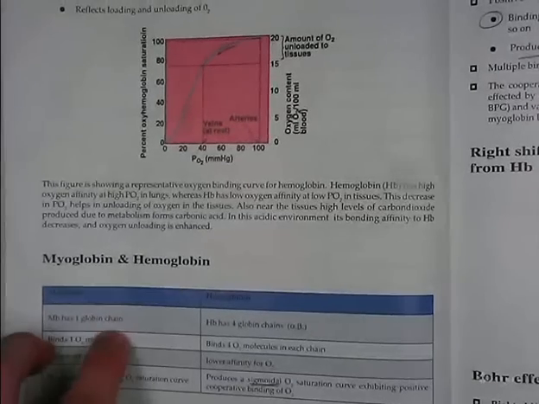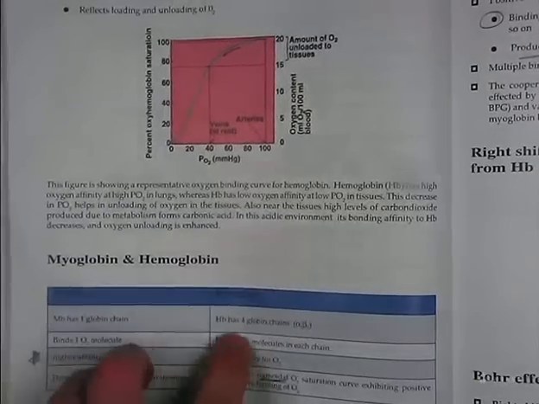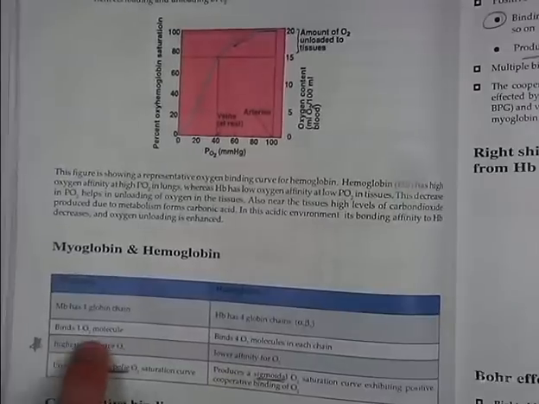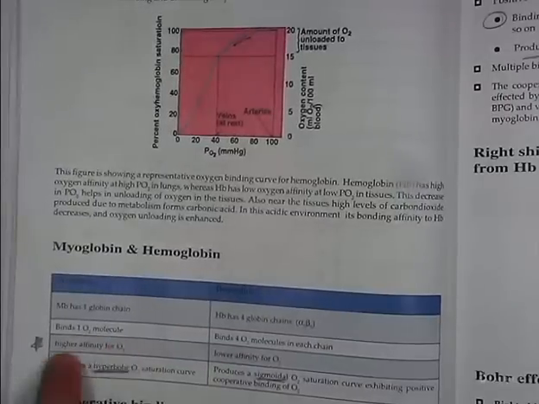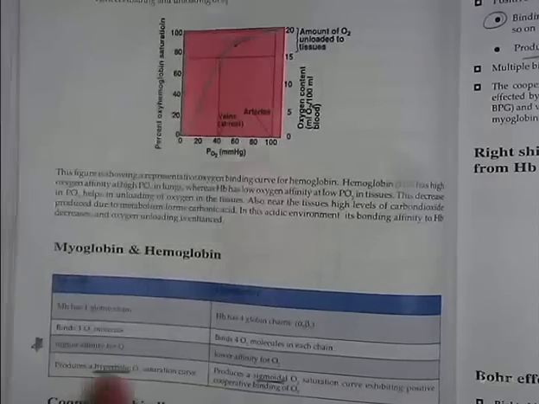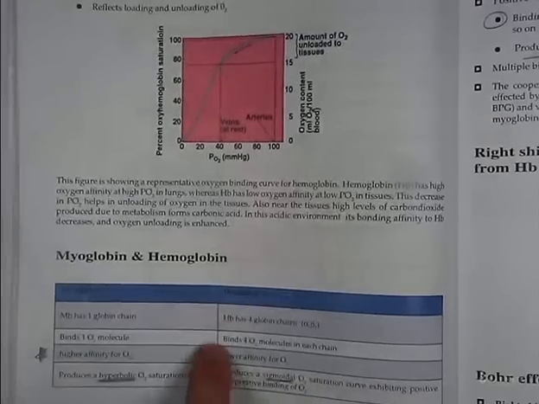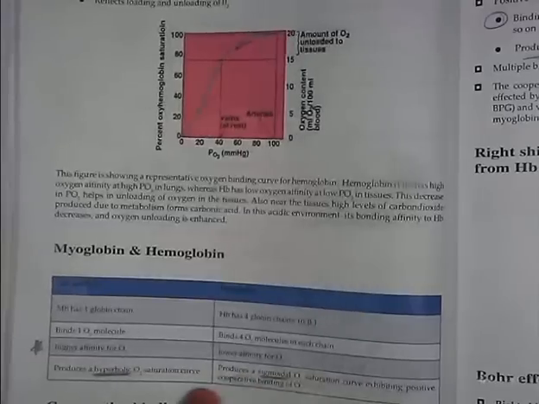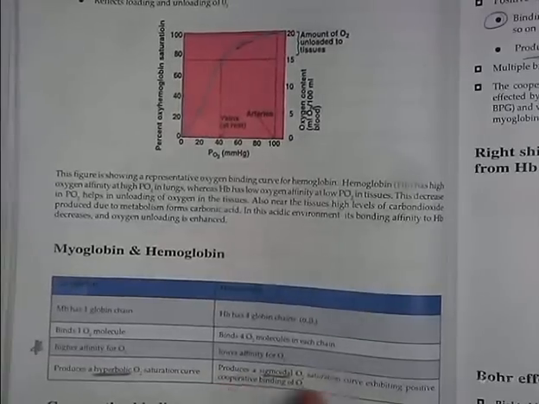Cool. Myoglobin, hemoglobin, like we said, myoglobin 1 chain, hemoglobin 4 chains. Since it's only got 1 chain, it can only bind 1 oxygen molecule. It's got a higher affinity and hyperbolic. Hemoglobin 4 chains, combines 4 molecules of oxygen, lower affinity so it can dump it to the tissues when it needs it, and sigmoidal shape.